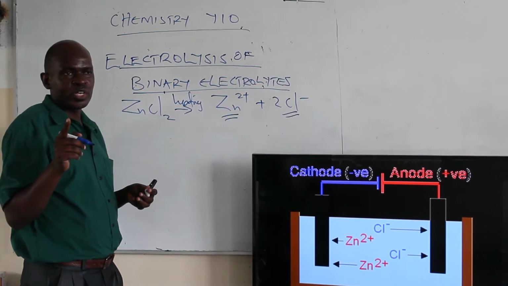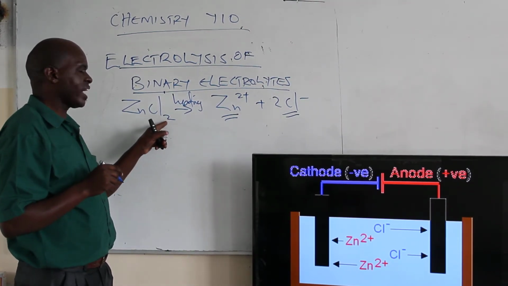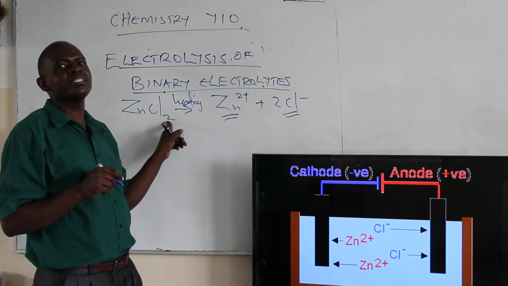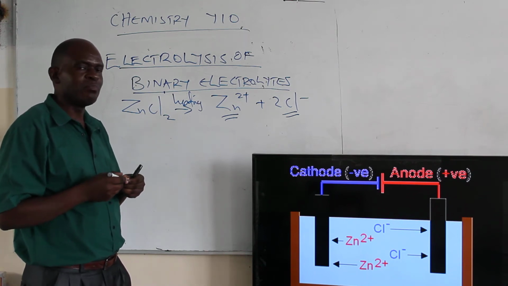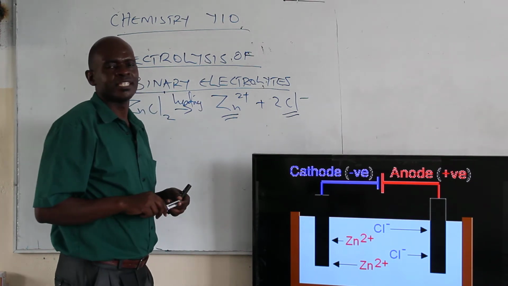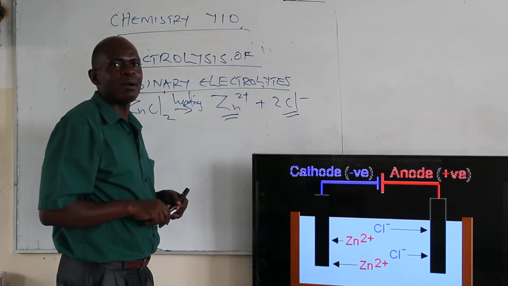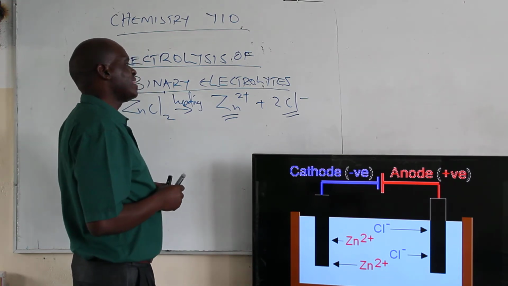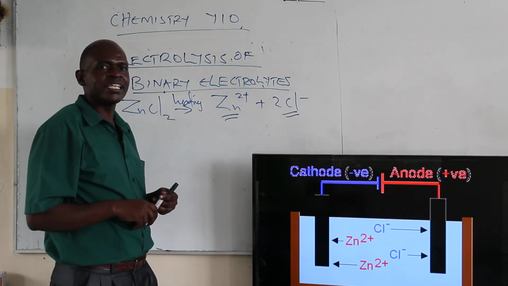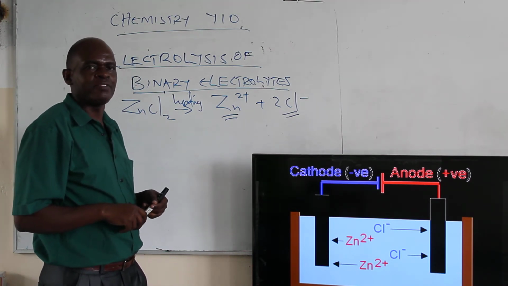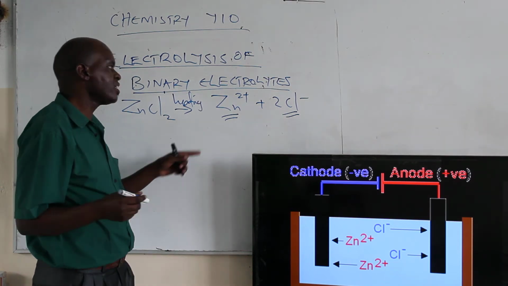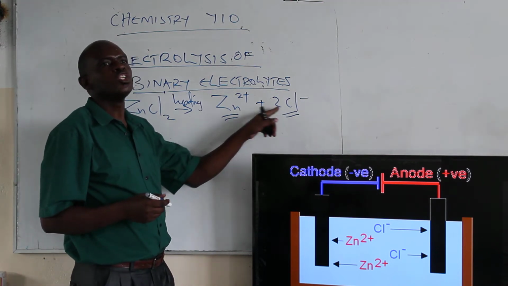So the process of electrolysis begins when you heat up the zinc chloride. Once the zinc chloride solid is heated, it melts. And the melting means that the zinc ions and the chloride ions are set free to move. They become mobile. These are the ions that help in the electrical conductivity. They carry the current and therefore help in the completing of the circuit. So the circuit is complete because these ions are now free to move.